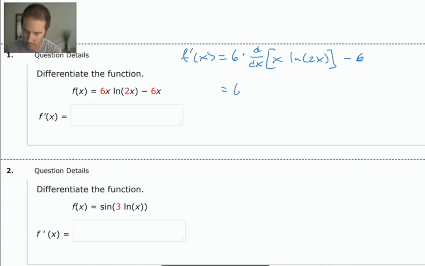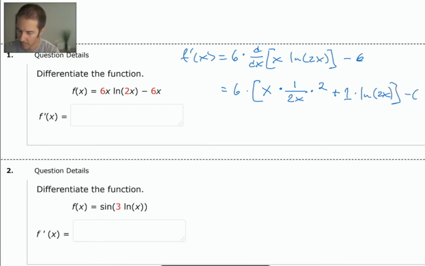Now let's take the derivative of this product. So this is equal to 6 times, I'm going to keep my first factor, the x, and then I'll multiply by 1 over the inner function, which is 2x, times the derivative of the inner function, which is 2. Product rule then says plus. We'll take the derivative of the first factor, which is a 1, times, keep the second factor the same, that's the natural log of 2x. Close that up, keep the minus 6.